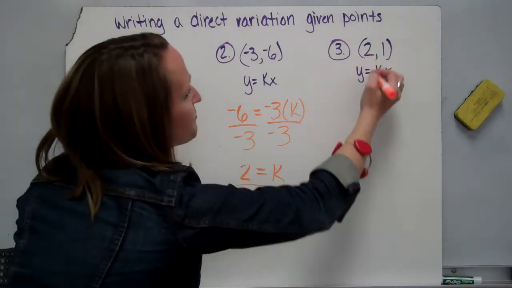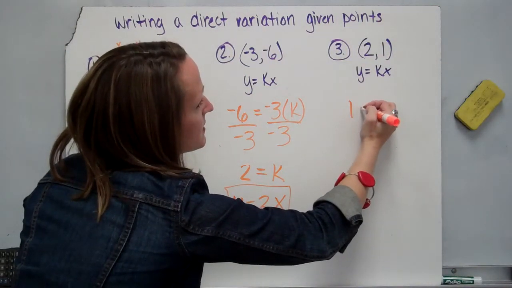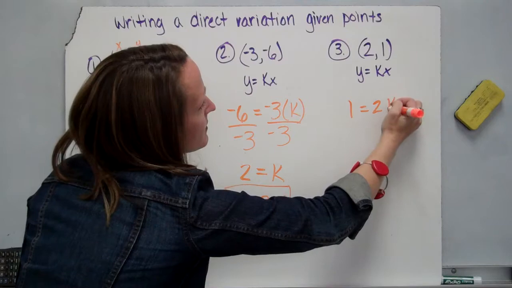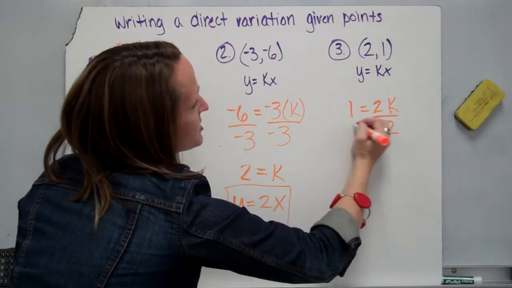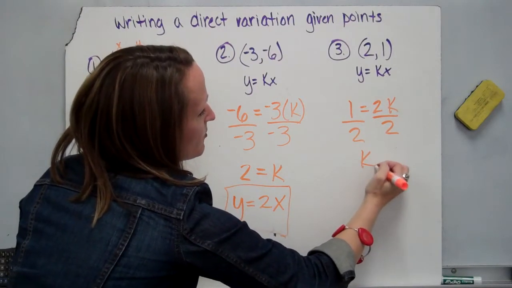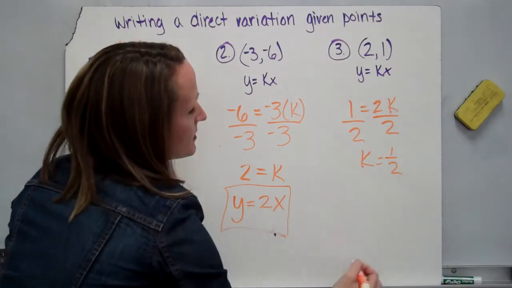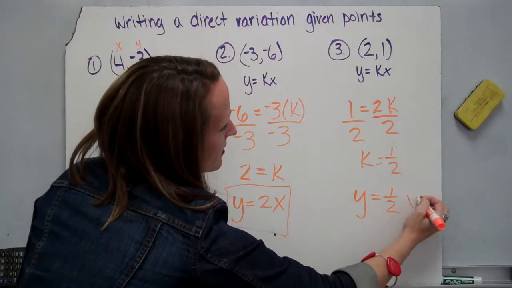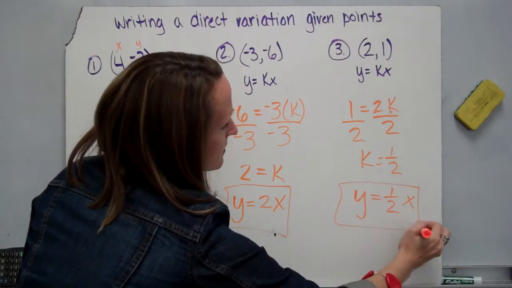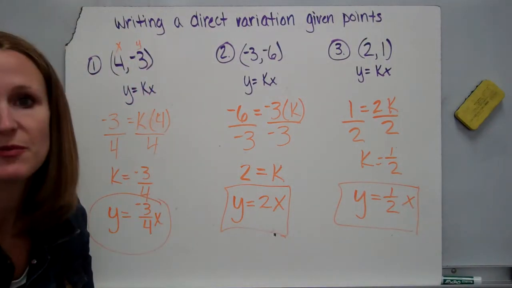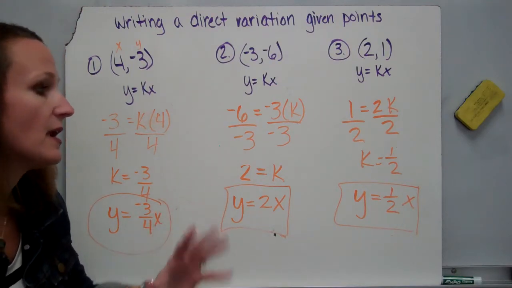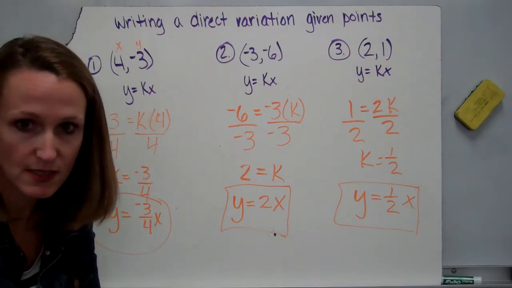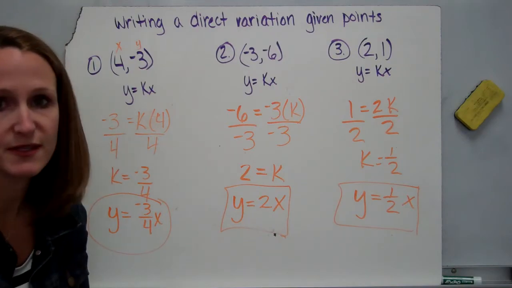Let's do one more. Plug in 1 and 2k. Divide both sides by 2. So k will equal 1/2. So my direct variation will be y equals 1/2 x. Okay. And those are some examples of direct variation and how to find k, which is your constant. And we'll work some more with this in class tomorrow.